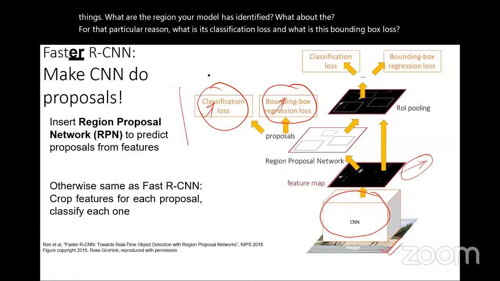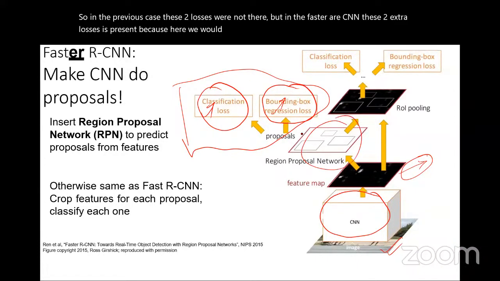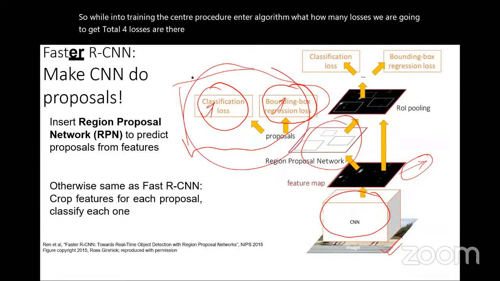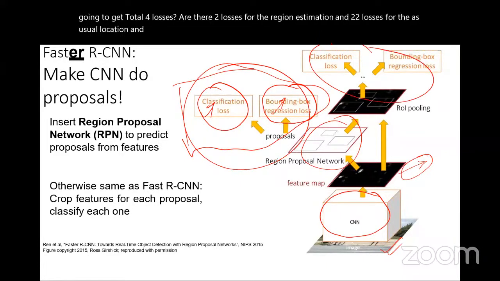So in the previous case, these two losses were not there, but in the Faster RCNN, these two extra losses are present, because here we would like to learn the regions. So while training this entire algorithm, how many losses are we going to get? Total 4 losses are there. 2 losses for the region estimation and 2 losses for, as usual, classification and location identification.